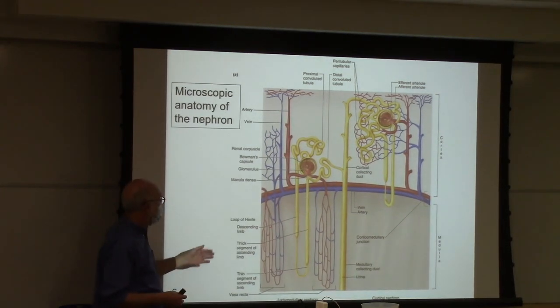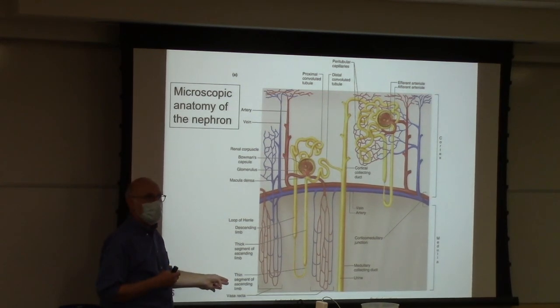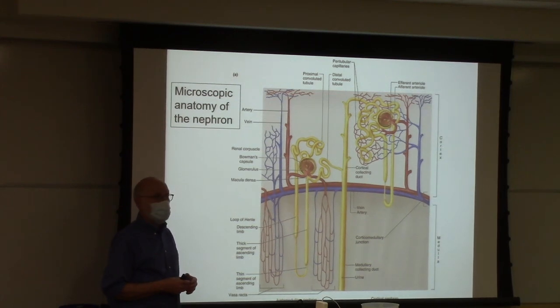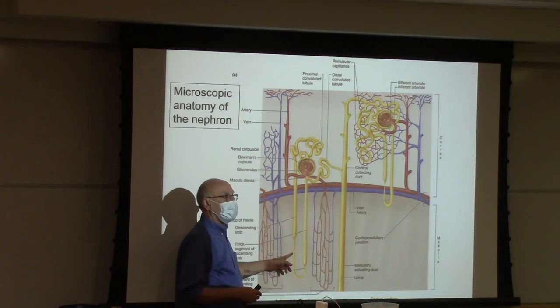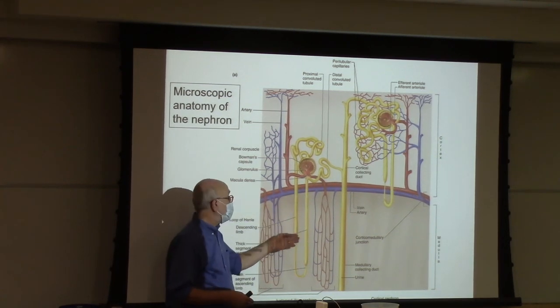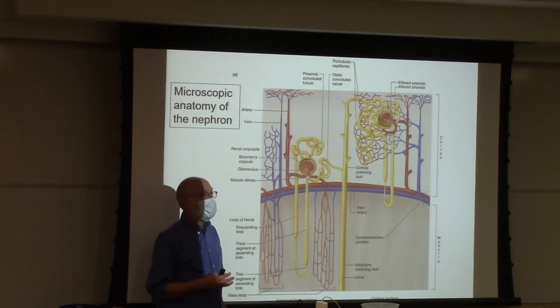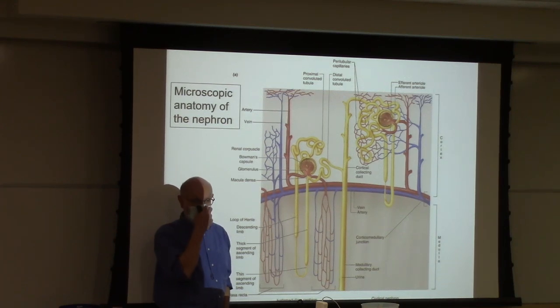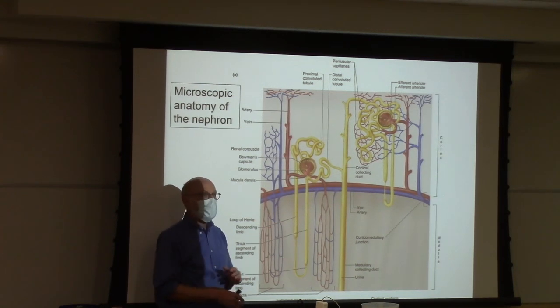Many books talk about a thick and a thin segment. And again, I am not going to draw that distinction. A descending limb of the loop of Henle and an ascending limb of the loop of Henle. And you're going to see that this structure, this loop-de-loop thing, is really important for water balance. It's going to be essential for making a concentrated versus a dilute urine. And if you're dehydrated, you want to make a concentrated urine so you don't become more dehydrated.